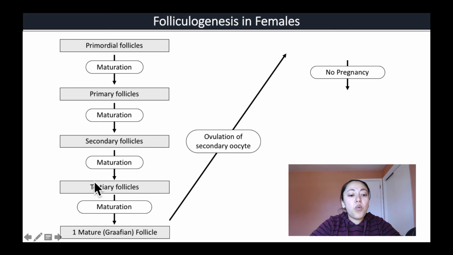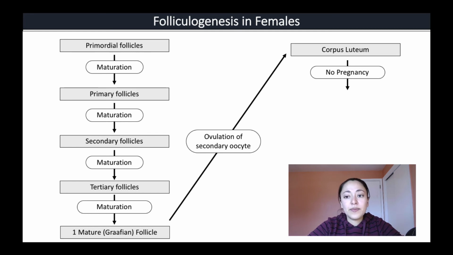And remember, only one tertiary follicle will mature completely. Any other tertiary follicles that are around will degenerate. Then what happens is the mature follicle will release a secondary oocyte through the process of ovulation. And that will then form in the ovaries a corpus luteum. If no pregnancy occurs, or in other words, no fertilization occurs, what happens to the corpus luteum?